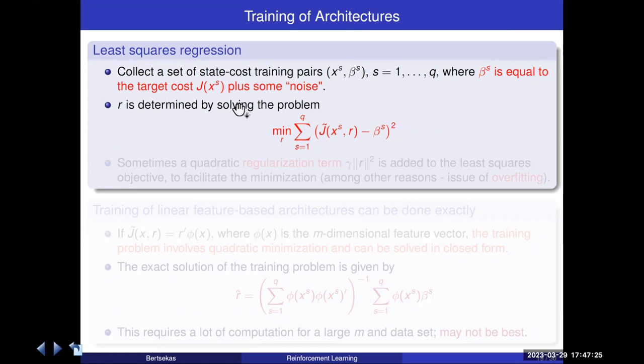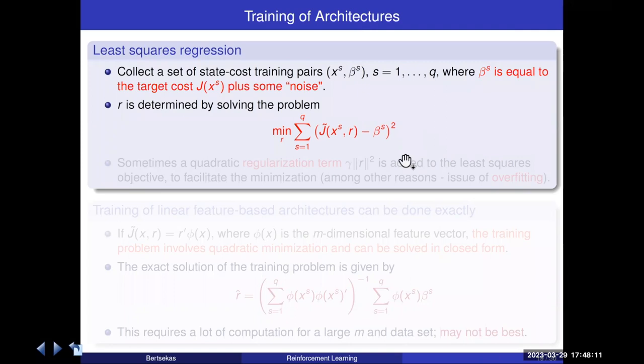And there are a number of cost functions for doing that. The most common one is least squares regression, whereby you try to minimize over all the parameters the sum of the squared terms between the output of the architecture and the output of the training set. And it's the sum over all training pairs. So this Q here could be very, very large. These functions seem relatively simple. They're not so simple for J tilde. They can be very complicated, but there's a very, very large number of them.